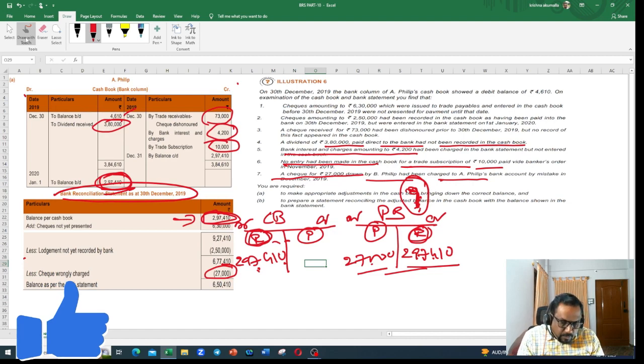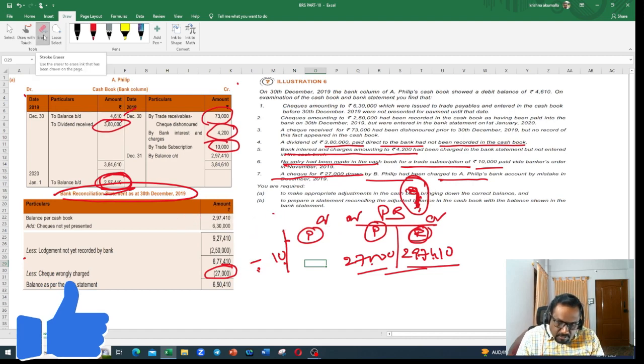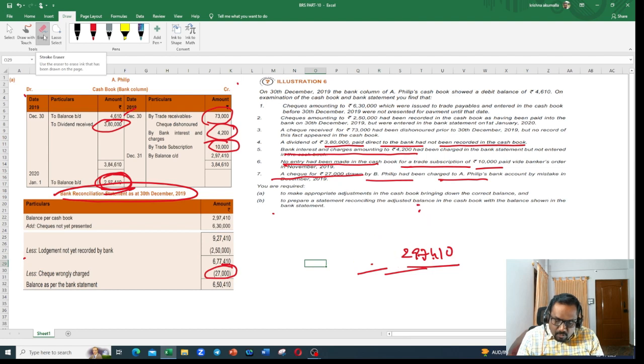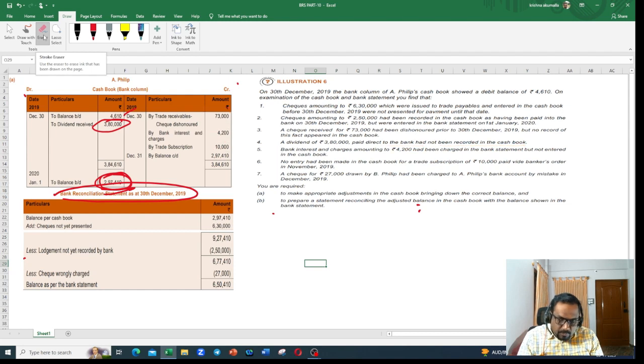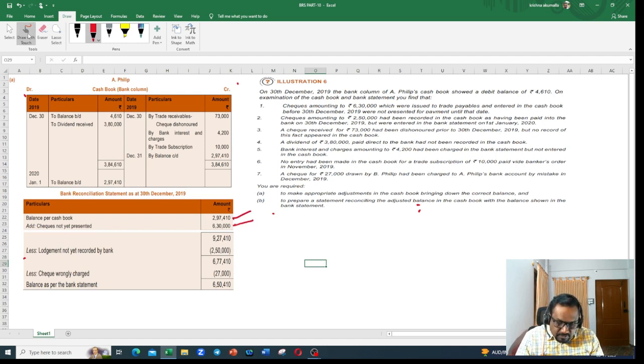So what did we do now? We have adjusted all the transactions, and now we are going to balance this to arrive at our passbook balance. So what we did here is, we have taken 2,97,410 as the balance, and 6,30,000 we added. It has come to 9,27,410. From there, 2,50,000 we reduced, and 27,000 we reduced. We got 6,50,410. What is this balance? This balance is also a favorable balance. Do you agree? And we got the positive balance.